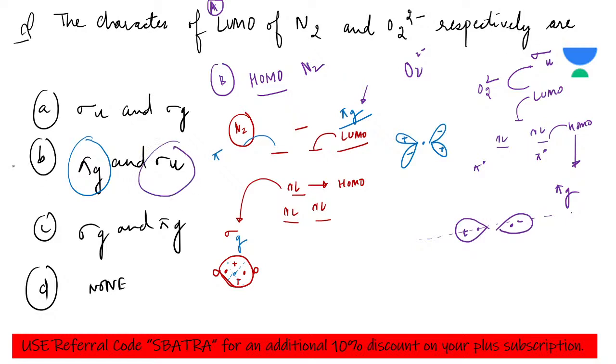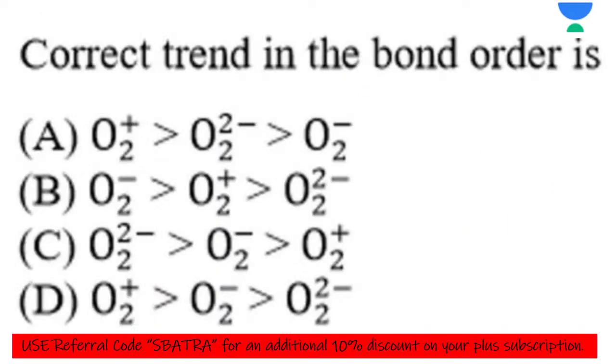So the correct answer is option number B. So HOMO is this, LUMO is this, HOMO is this, and LUMO is this. I hope all of you are clear with this question. Just in case you have doubts in this question, you can definitely ask. So let's take the next question.